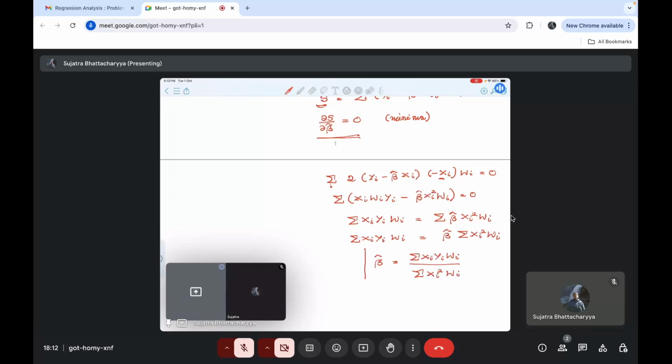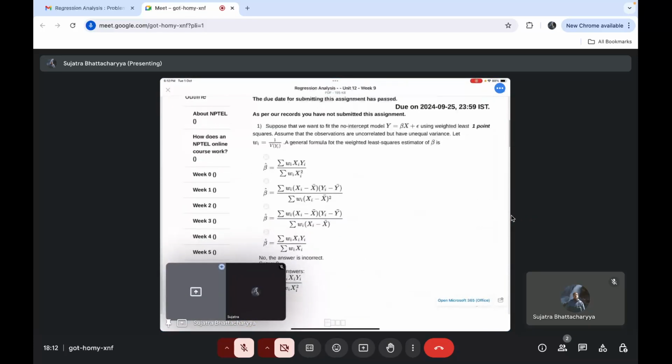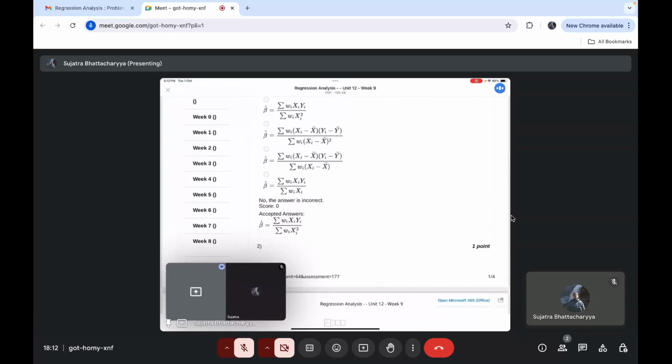So this is your beta hat, the unbiased estimator for the weighted least square because the weights are given here, right? So this is your final solution: summation xi yi wi divided by summation xi square wi. So let's see what is the solution here. You can see that the accepted answer is that beta hat is equal to summation xi yi wi divided by summation wi xi square. So this is the answer which we have got.